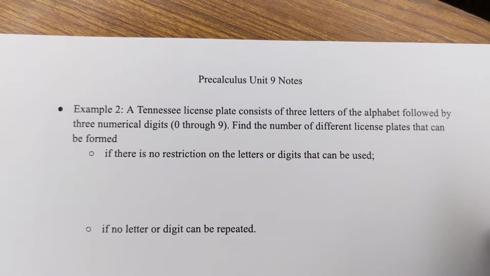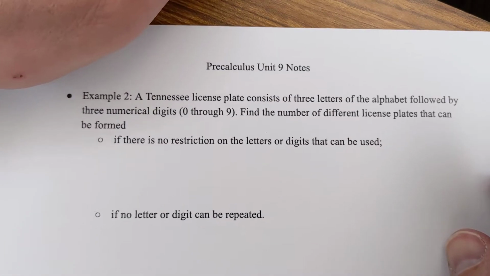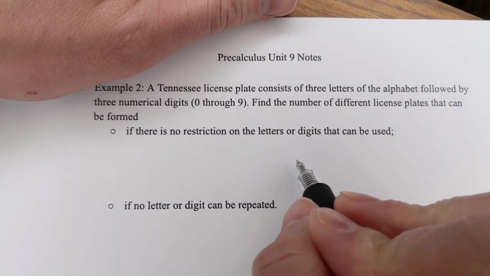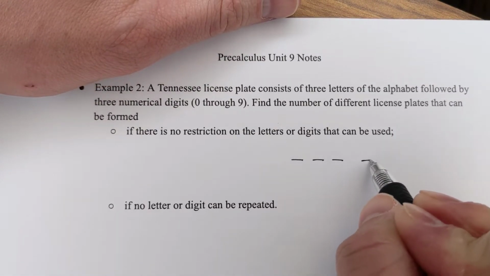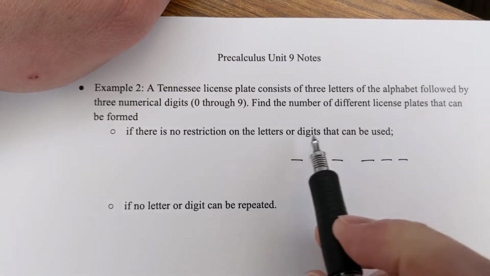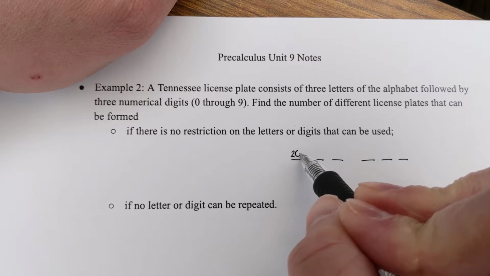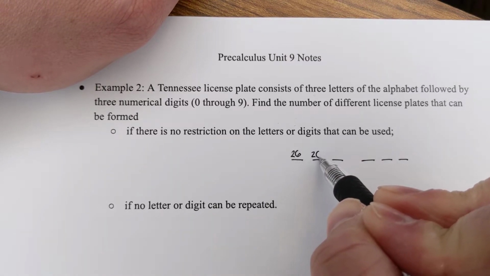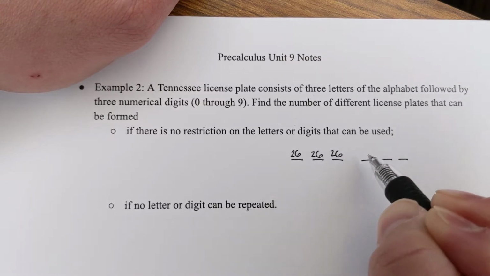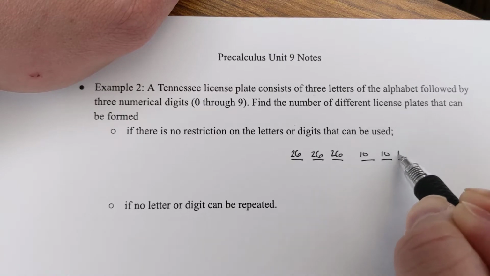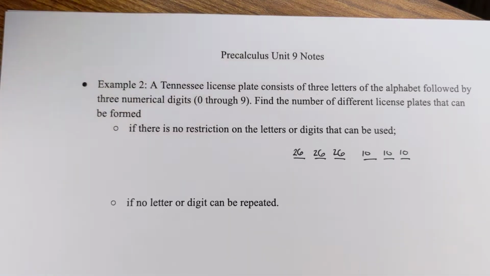A Tennessee license plate consists of 3 letters of the alphabet, followed by 3 numerical digits, 0 through 9. Find the number of different license plates that can be formed if there is no restriction on the letters or digits. So essentially, we've got 3 places to fill, and 3 places to fill. So 3 letters of the alphabet. I can put any letter here I want, so I have 26 choices, another 26 choices, and another 26 choices. And then for the digits, there are 10 different digits, 0 through 9.